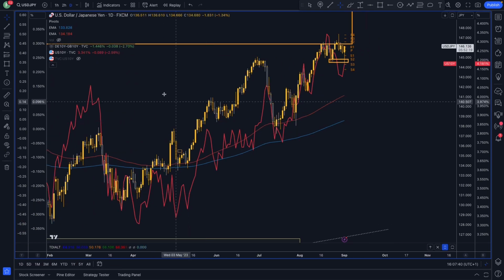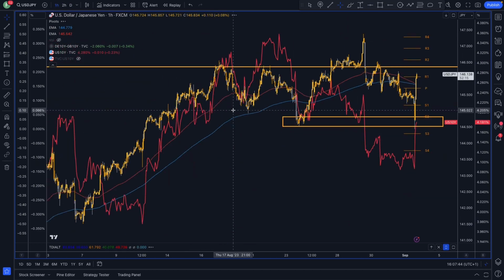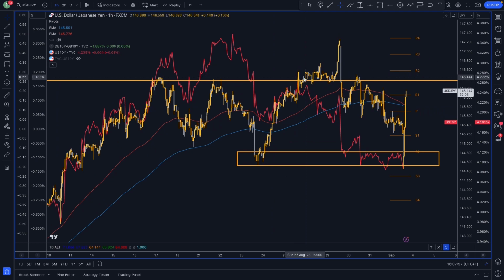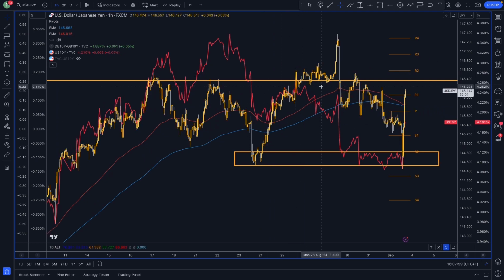And you can see here, let's go to the 1 hour chart. I've got US 10-year yields here. You see when 10 yields are rising, dollar yen rises. When 10-year yields are falling, dollar yen is falling. Falling 10-year yields, falling dollar yen, rising 10-year yields, rising dollar yen.